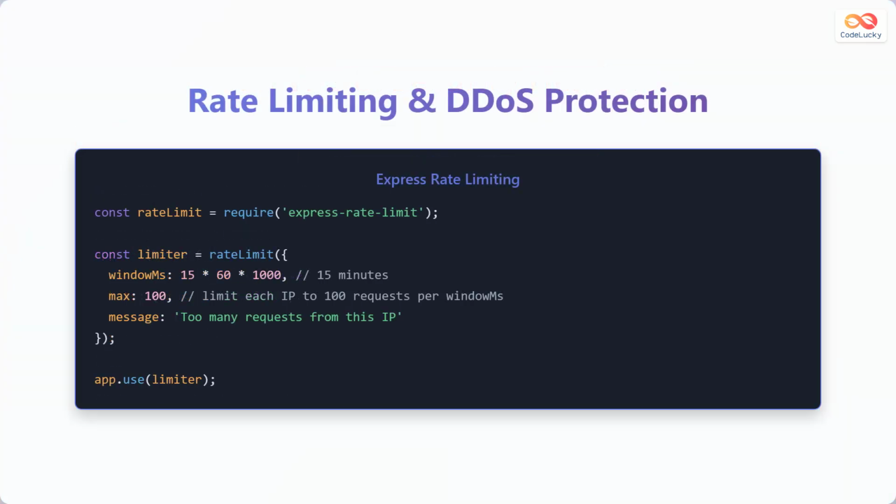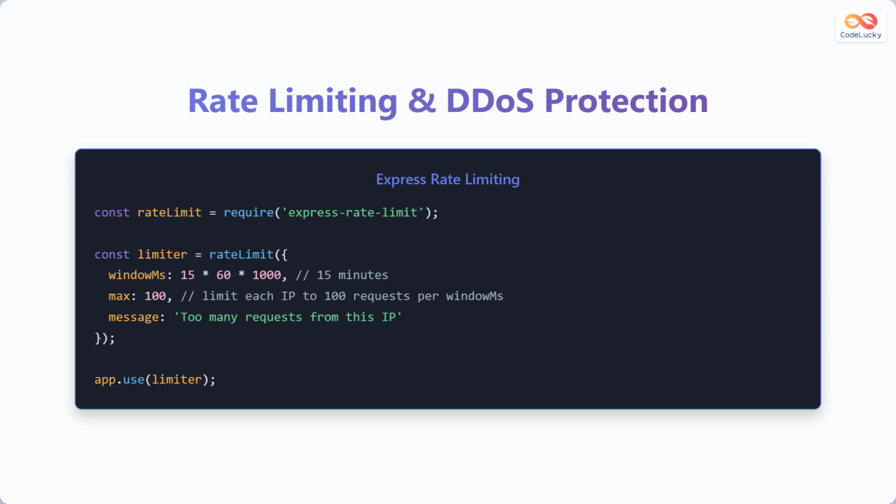Now, let's learn about rate limiting and distributed denial of service protection. Implement rate limiting to protect your application from denial of service and brute force attacks. Here's how to use Express Rate Limit. First, require the Express Rate Limit library. Configure the rate limiter with options such as windowMs, which defines the time window for the rate limit.